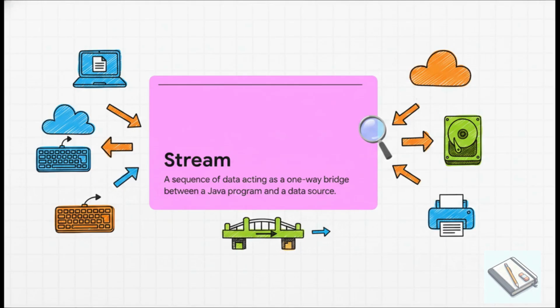The absolutely key word to remember here is unidirectional. Data either flows in or it flows out. It's strictly a one-way street.